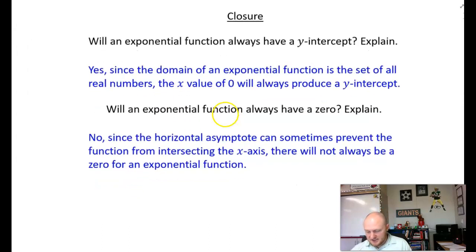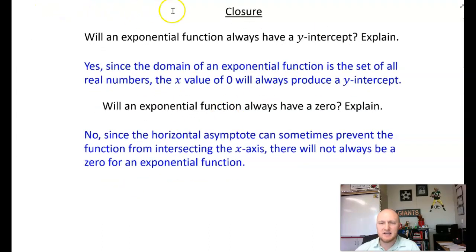All right, since our domain is -infinity to +infinity, an exponential function will always have a y-intercept. I can always plug in 0, so yes. However, a 0, not so much. If I'm shifted up, or if even the parent function, just think about that as an example, we're not guaranteed a 0 to cross the x-axis, depending upon where our function is.